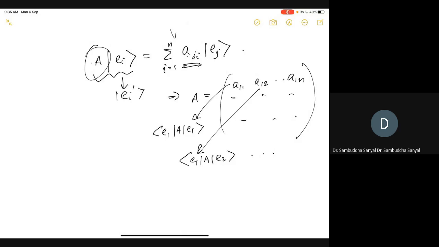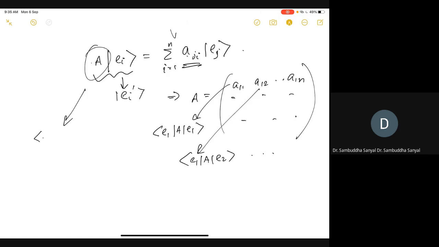We saw that each entry you can calculate by sandwiching A between e1 and e2, which is a possible thing to do because you know that these things are orthogonal. You don't know it yet, but if they are orthogonal, then it is very easy to calculate, and that's why you will see the orthogonal basis is always a useful basis.